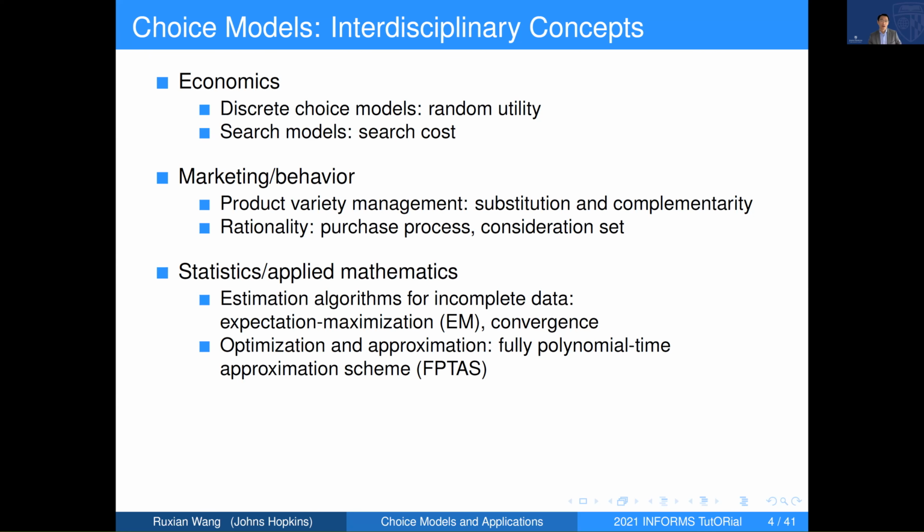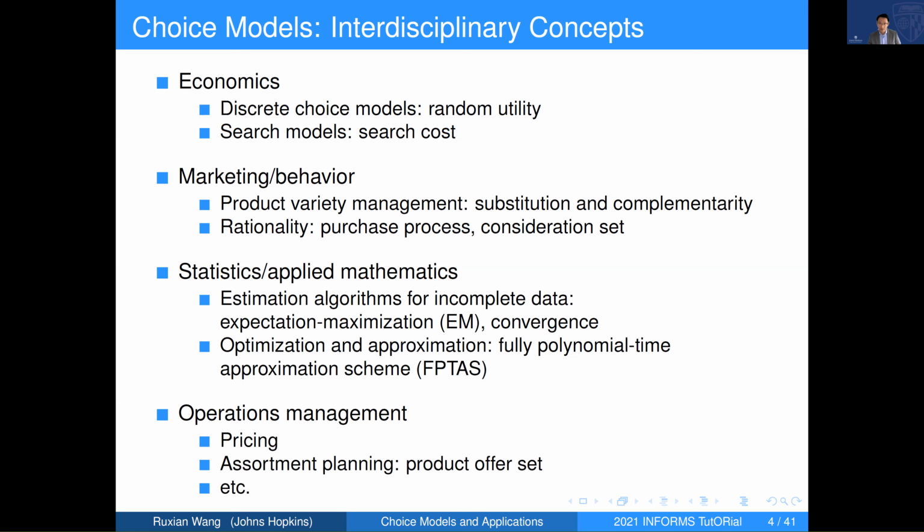In statistics or applied mathematics, researchers try to develop efficient algorithms to estimate the choice models or to calibrate the parameters in the choice models for different data, different structure. For some operations problems, it may be hard to find the optimal solution, so we can consider some approximations, like the fully polynomial time approximation scheme, the FPTAS.